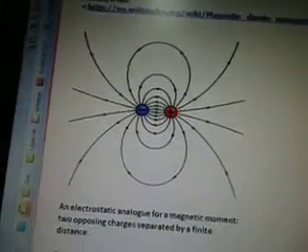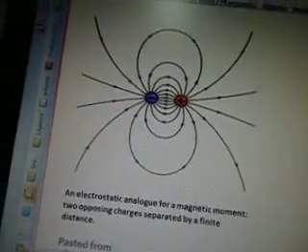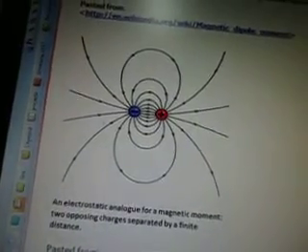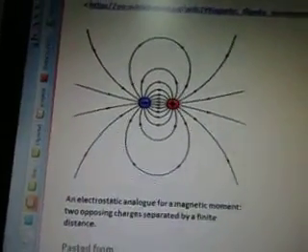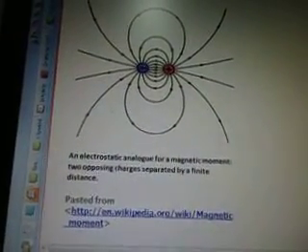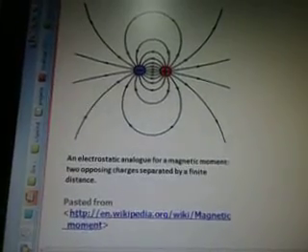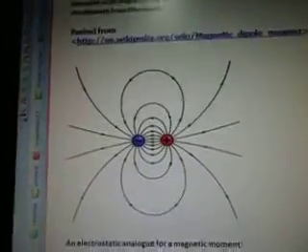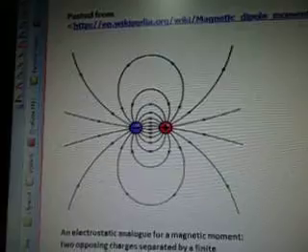Now, I had to look it up to see what it was. After I read all that, I still don't understand what it is. I'm sure it'll clarify itself as we go along, but this is what it looks like. And it's talking about an electrostatic analog for a magnetic moment: two opposing charges separated by a finite distance, positive and negative.